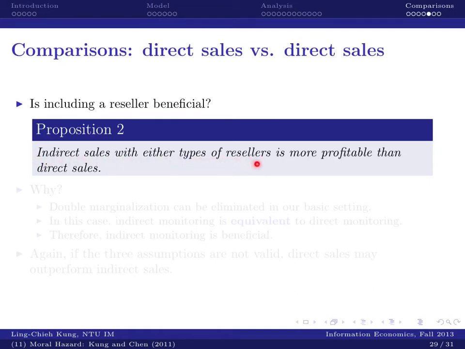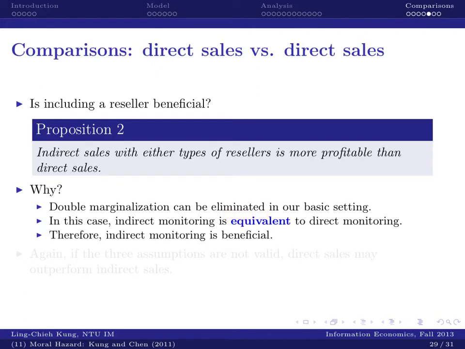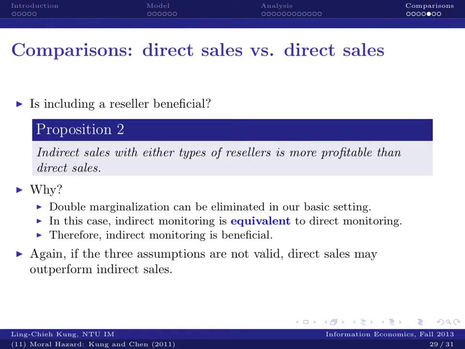Indirect sales with either type of reseller is more profitable than direct sales, as we mentioned. Double marginalization can be eliminated. So indirect monitoring is equivalent to direct monitoring, so that is beneficial. Again, if the three assumptions we mentioned in the previous slide are not valid, then direct sales may be better. If they are not valid, we have a double marginalization problem. The incentive of the manufacturer and the reseller cannot be aligned, and the manufacturer will not extract all the surplus from the reseller. Then it's possible that including a strong player or a new player actually hurts the existing player. Okay, so that's something to keep in mind.